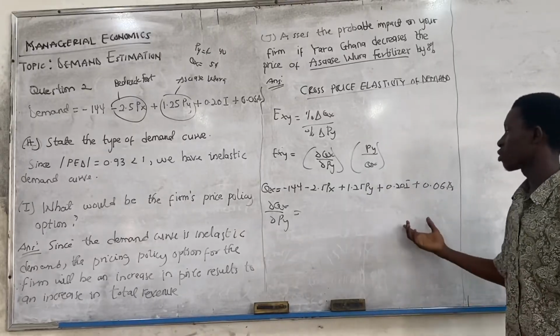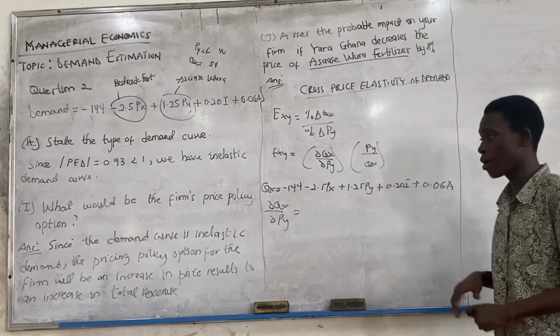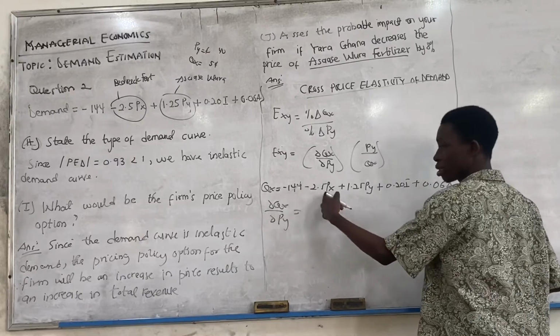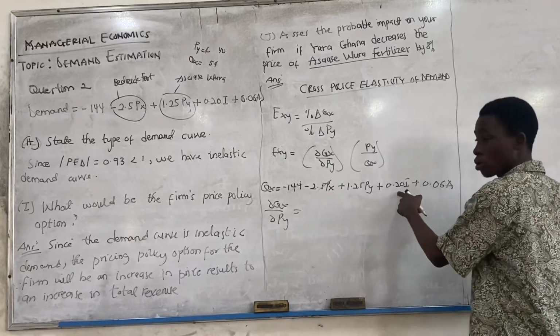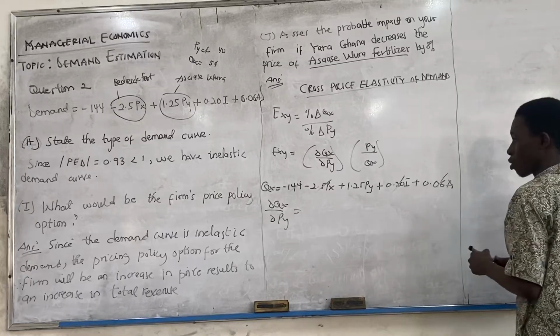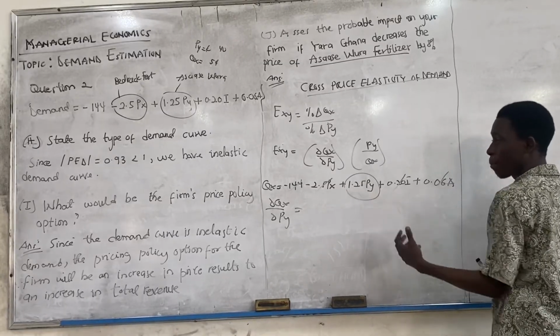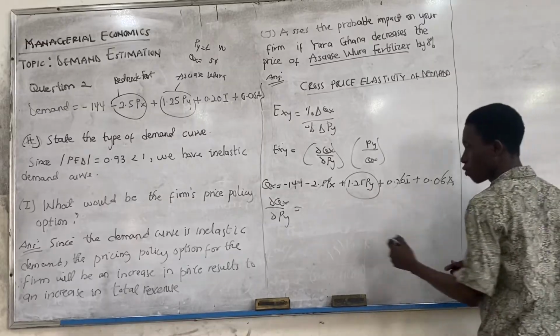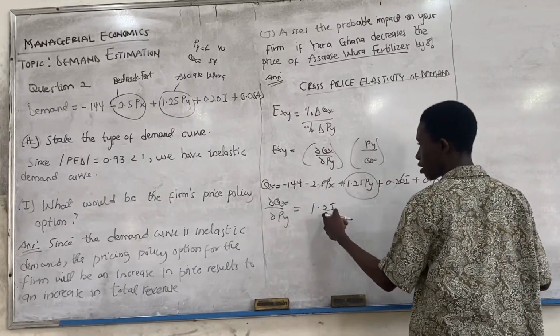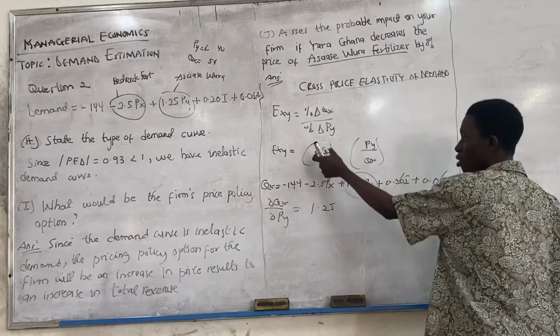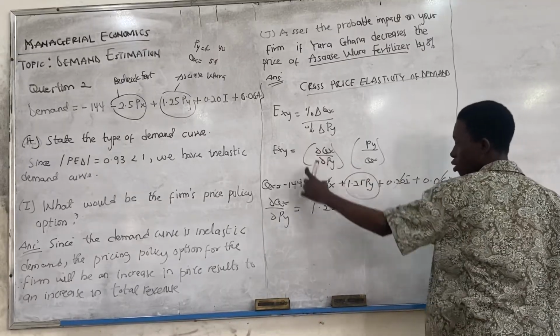So anything we see here apart from PY, it's 0. This is not PY, so it's 0. This is not PY, it's 0. This is also not PY, it's 0. So then pick the coefficient of PY, or the number attached to PY, which was 1.25. So 1.25 is for the differentiation of what? QS with respect to PY. So this is 1.25.